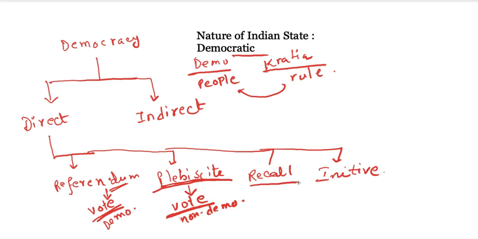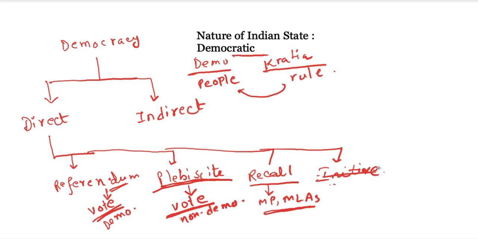Recall is that, let's say you have given your vote to MPs, MLAs, with your vote they have been elected, and you are not happy with their work. So you say that your term is not finished, but please resign. That is recall. In some countries, citizens can do that if they are not happy with the work of their elected representatives. They say that you please resign, and we elect another representative. That is recall.